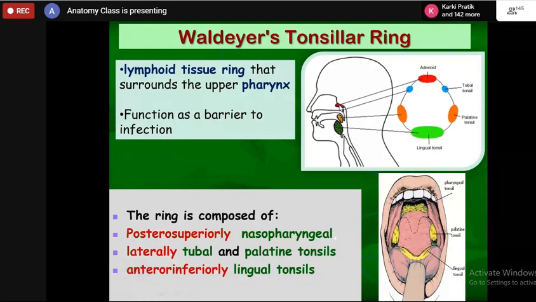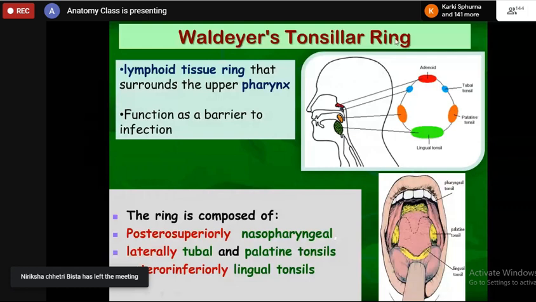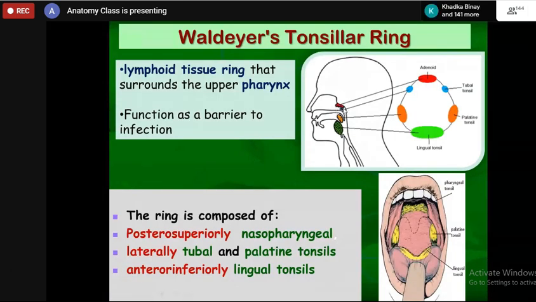Now what are the tonsils? What tonsils have we read about in the nasopharynx? We have read about two. One is the pharyngeal tonsil, also known as the nasopharyngeal tonsil. The next one is the tubal tonsil, which is just beneath the tubal elevation. Now in the lateral wall of the oropharynx, we have another tonsil known as the palatine tonsil. Next, in the posterior most part of the tongue, we have the lingual tonsil.